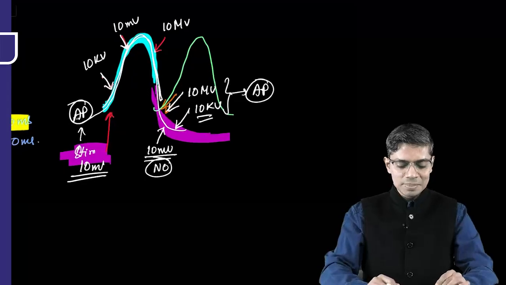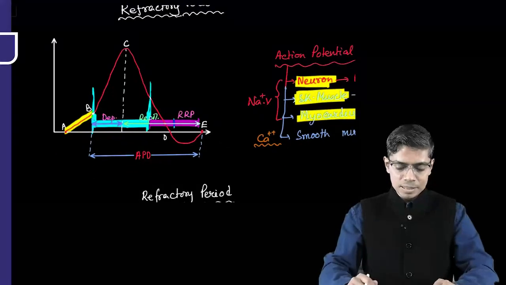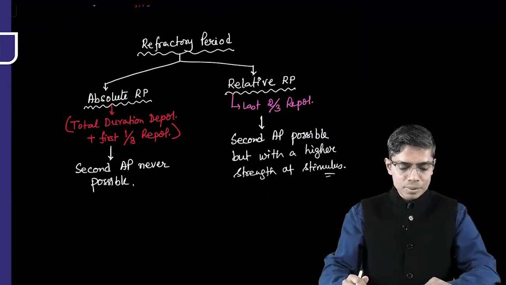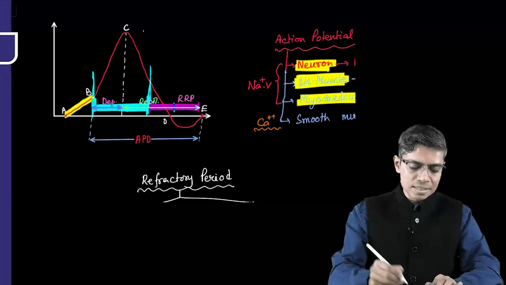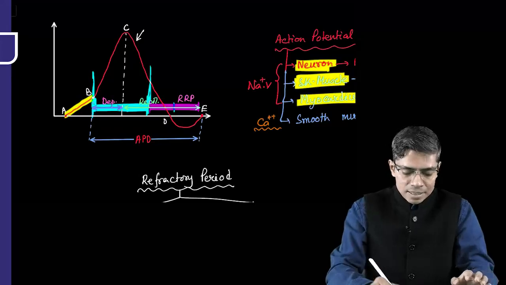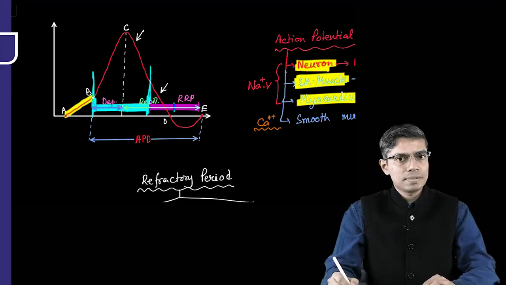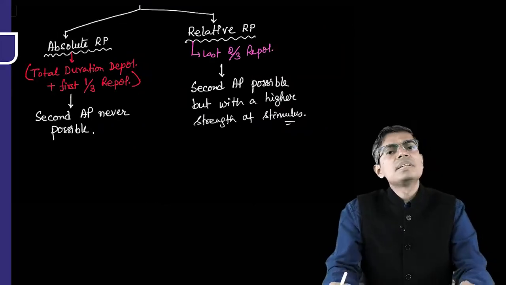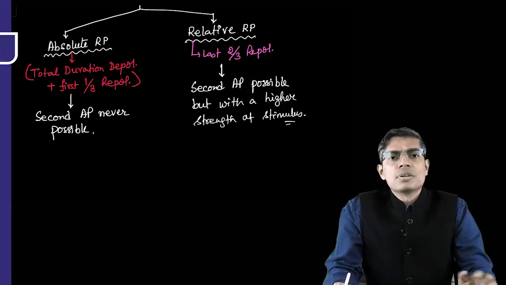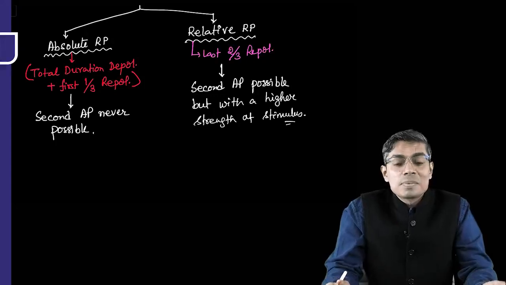So you know the meaning of absolute and relative refractory period, and what the time duration is. This kind of image will be given, and they will ask whether, if I give a second stimulus here, a second action potential is possible or not. Your answer is no. If I give it here, then a second action potential is possible, but with a higher strength of stimulus. Now the question: why is the neuron behaving like this? You are basically asking what is the cause of this absolute and relative refractory period? Yes.